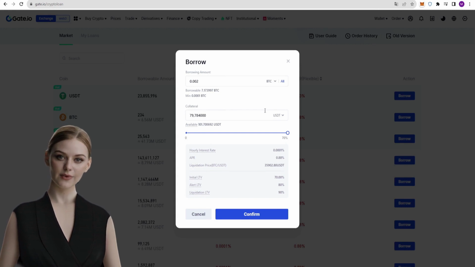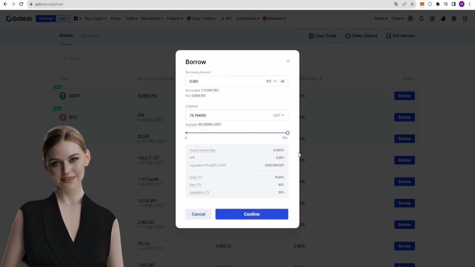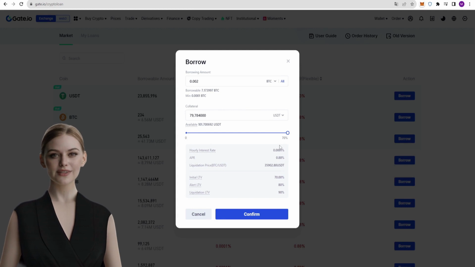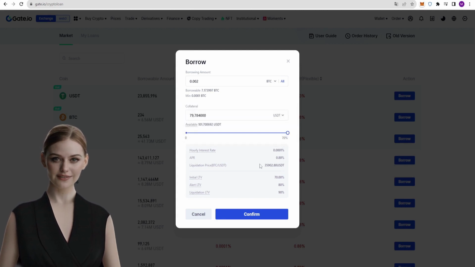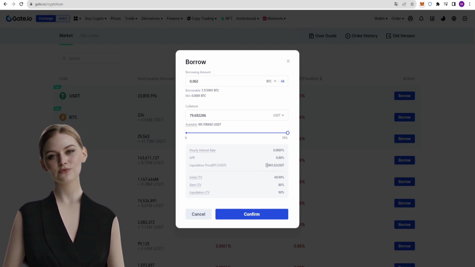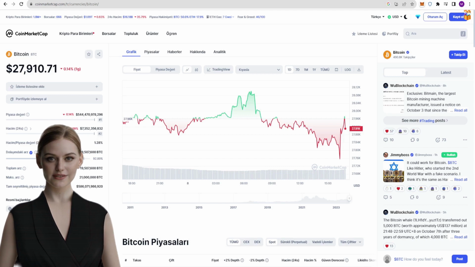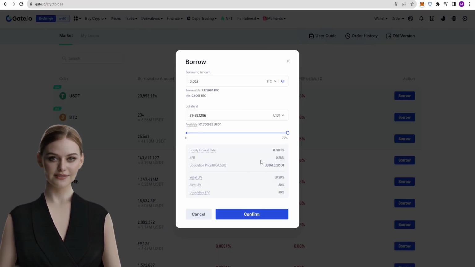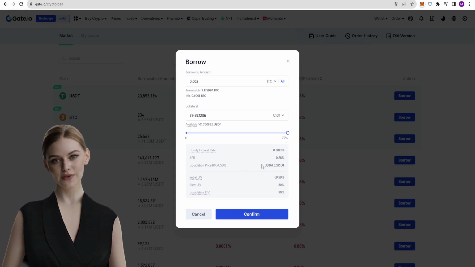Now let's look at the information below. It includes details like the hourly interest rate, APR, liquidation price, and LTV percentages. Let's talk about the liquidation price. The current value of Bitcoin is approximately $27,000. If the price of Bitcoin reaches the price listed here, my debt will be liquidated and I will incur losses.